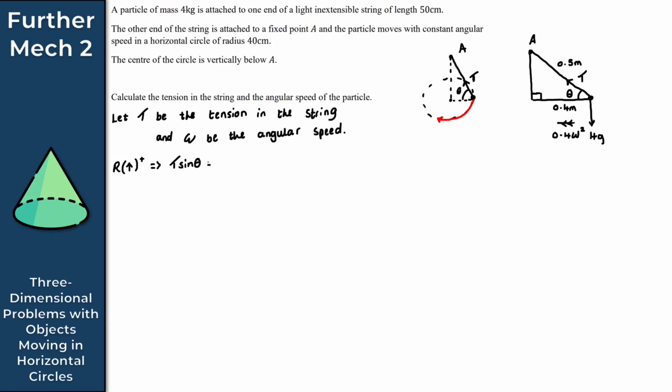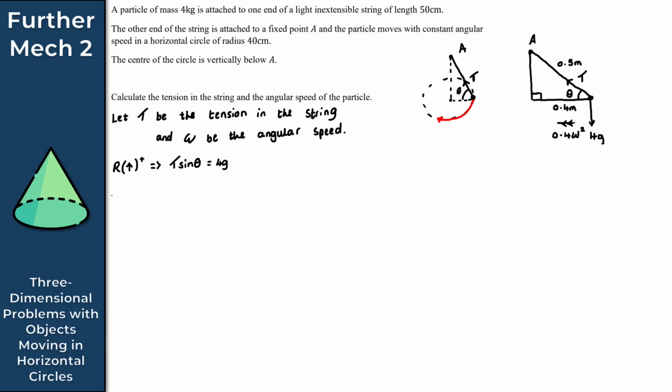There's no vertical acceleration here, right? So I don't need to account for that. So in this case, forces acting up equal forces acting down. The only force acting down then is 4g, right? So T sine theta equals 4g. Perfect. So we've resolved vertically there. Now let's just resolve horizontally.